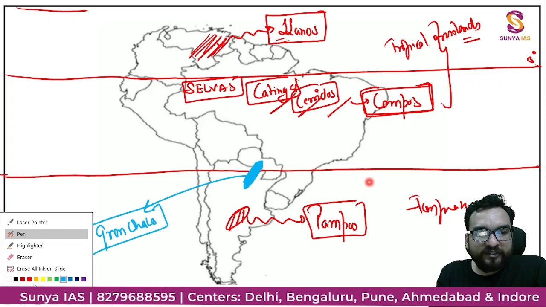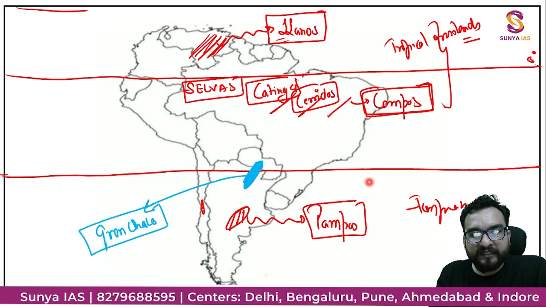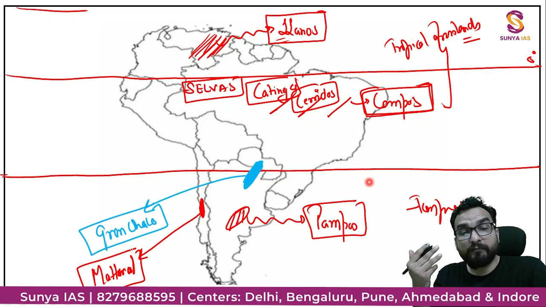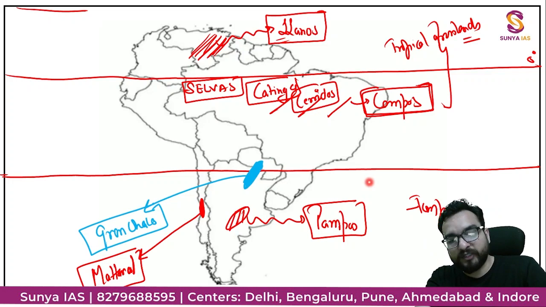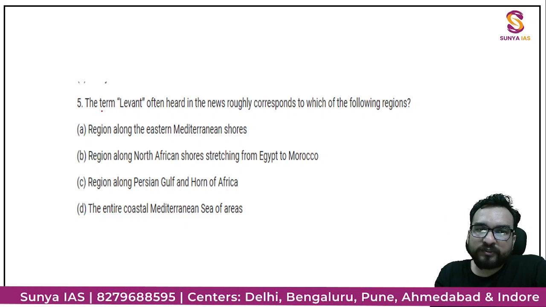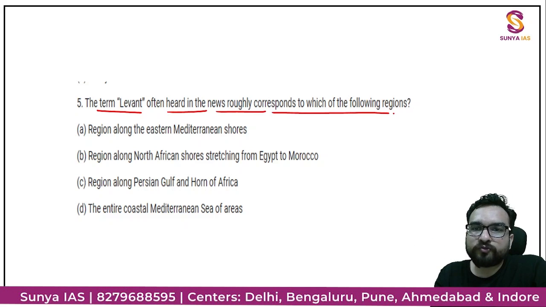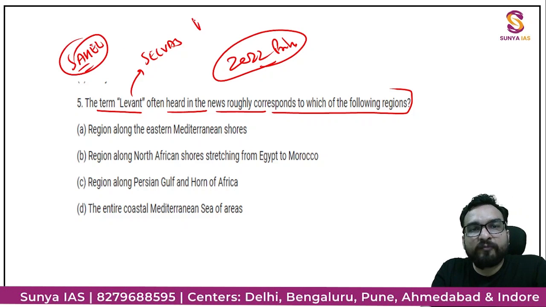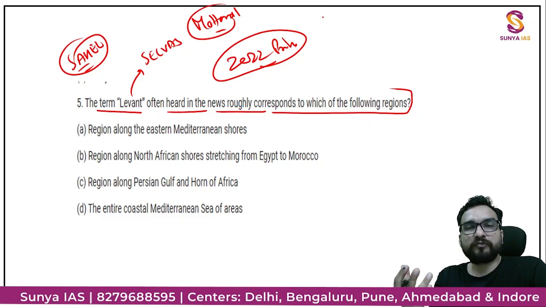One type of vegetation you will see over here, guys, in Chile, one type of vegetation is very famous, which is known as Matorral. Word association should be there. When you suddenly see Matorral in the exam, don't get confused about what Matorral was and how the question comes. I will show you. See, very easy, they will give a question like this: the term Levant often heard in the news corresponds to the following regions. 2022 prelims, guys, latest. Here, instead of Levant, they can ask Selvas, or Sahel, or where Matorral vegetation is famous from. Questions like this might come, so you should keep this word association in mind.